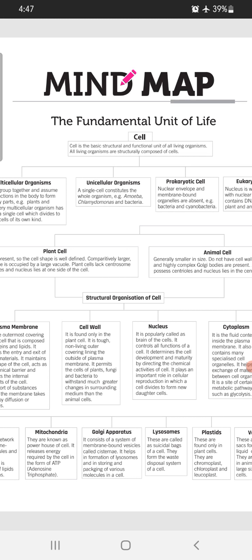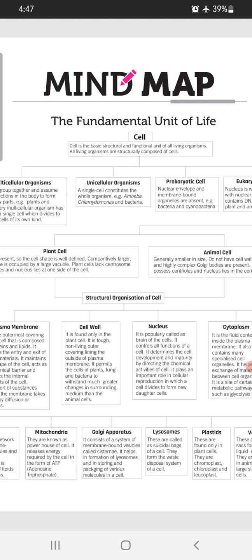Children, today we are going to learn the mind map of chapter number 5, the fundamental unit of life. That is the chapter of our textbook. That is the chapter of first term. And the name of the chapter is chapter 5, the fundamental unit of life. So let's see the mind map.